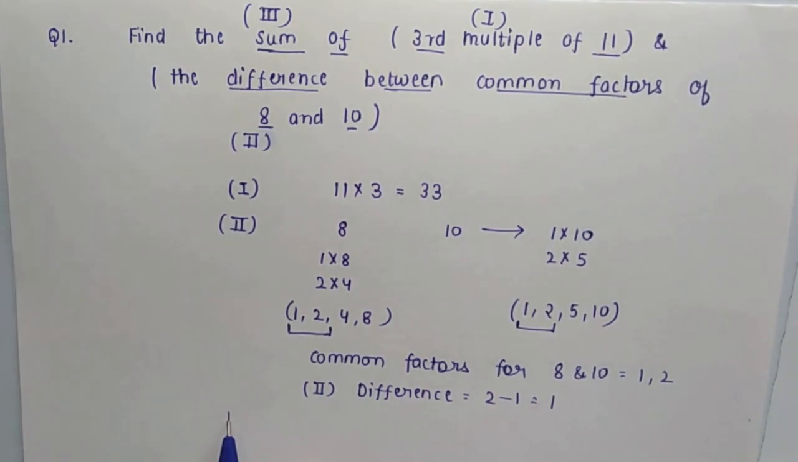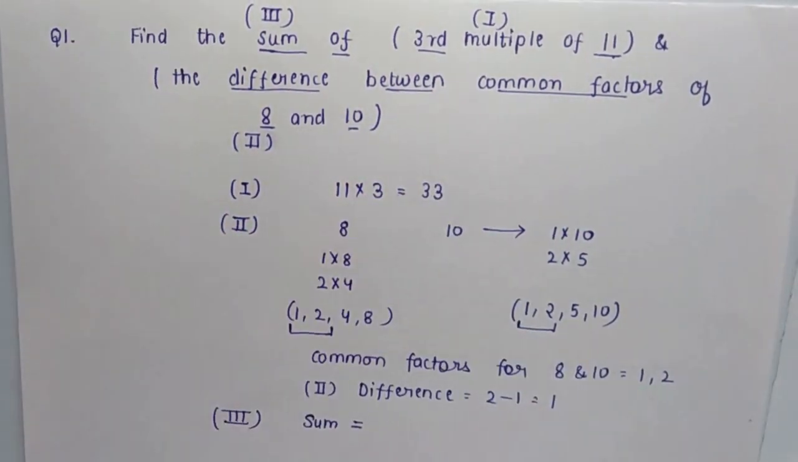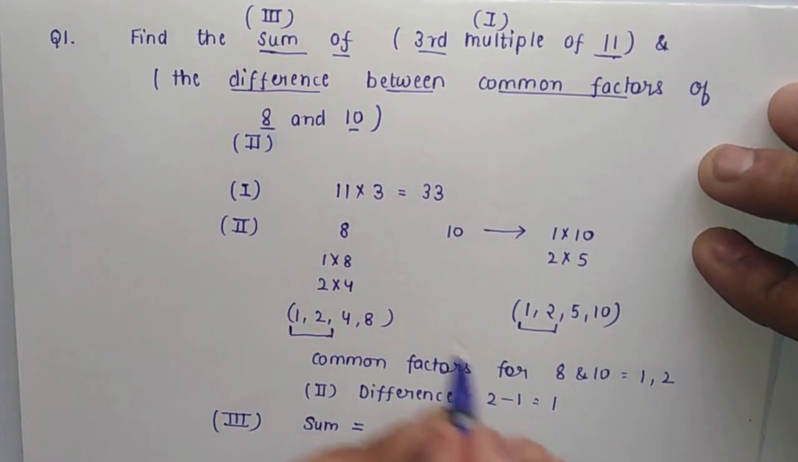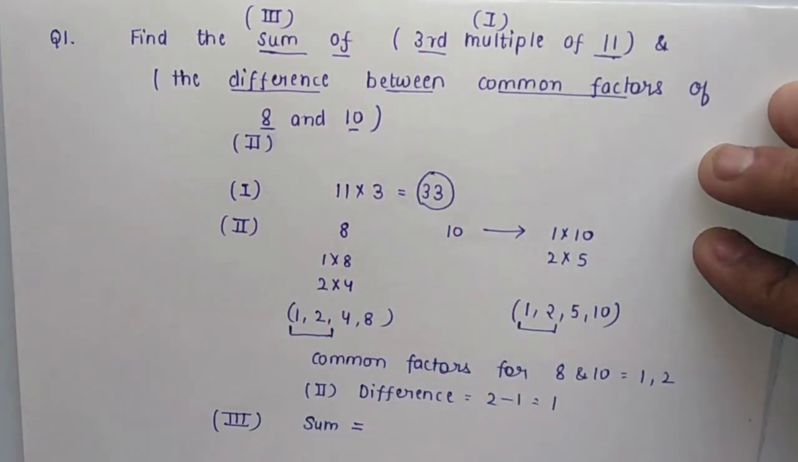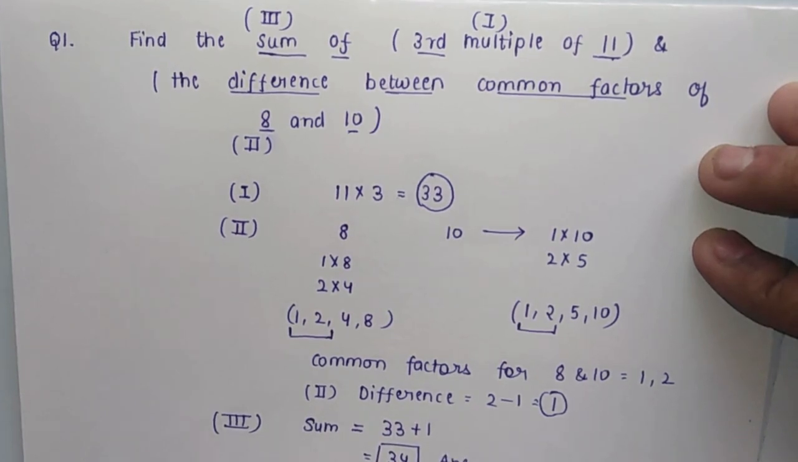So now comes the third and the final part, which is the main question. We have to take the sum of these two things, the third multiple of 11 and the difference between the common factors of 8 and 10. So now we have to calculate the sum of this and this value, which is very easy. 33 plus 1 will be equal to 34, and this is the answer to our question.